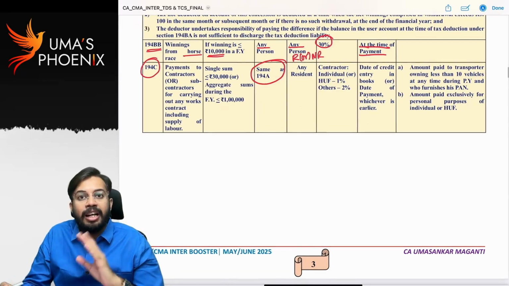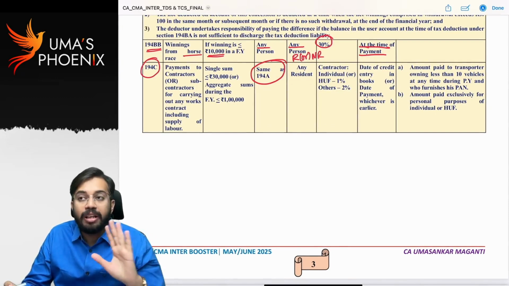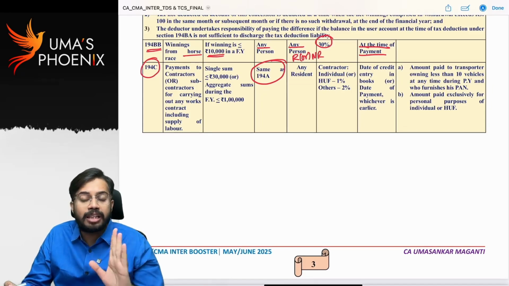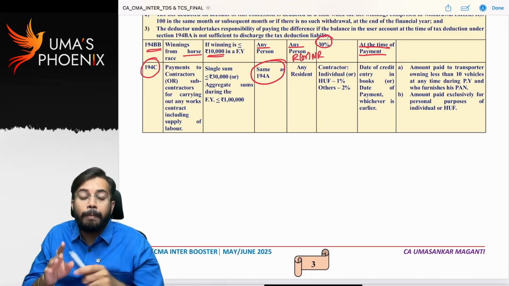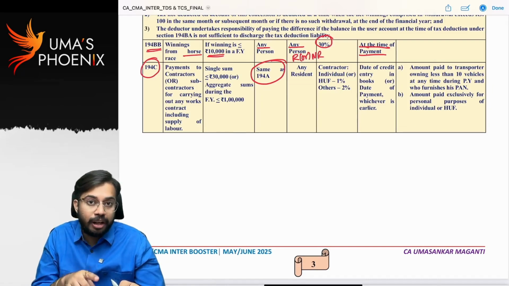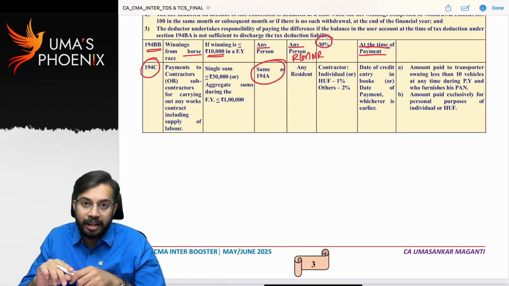Who is the payer? If the payer is other than an individual or HUF, they are mandatorily required to deduct TDS if payment crosses the threshold limit. If the payer is an individual or HUF, then if in the preceding financial year business turnover is less than or equal to 1 crore, or in profession gross receipts are less than or equal to 50 lakhs, no TDS. However, if payment for works contract is made by an individual or HUF, and in the preceding financial year business turnover is greater than 1 crore, or gross receipts in profession are more than 50 lakhs, then they are mandatorily required to deduct TDS.